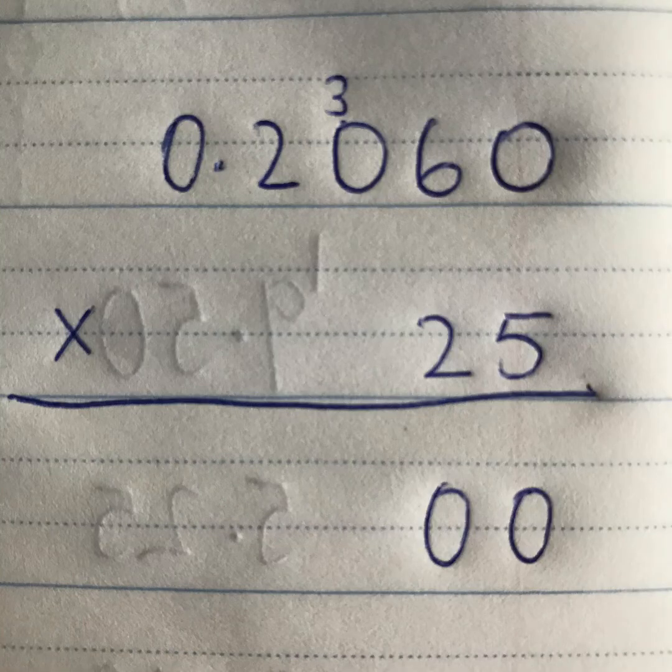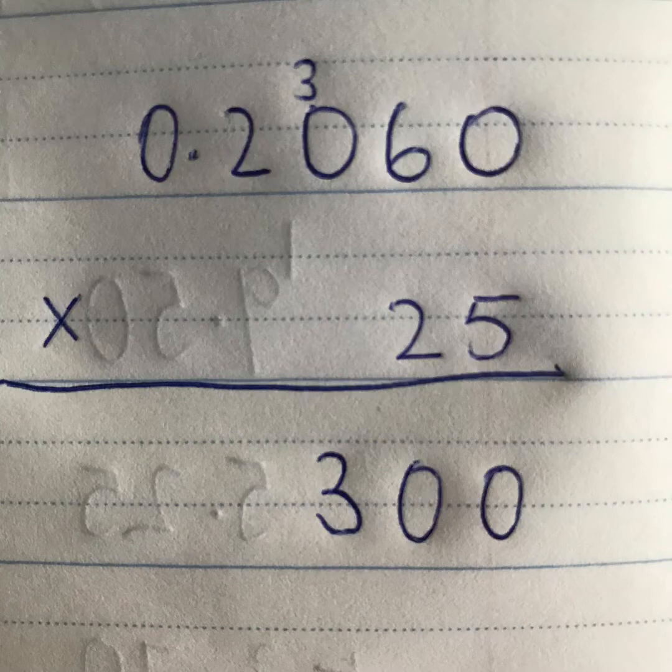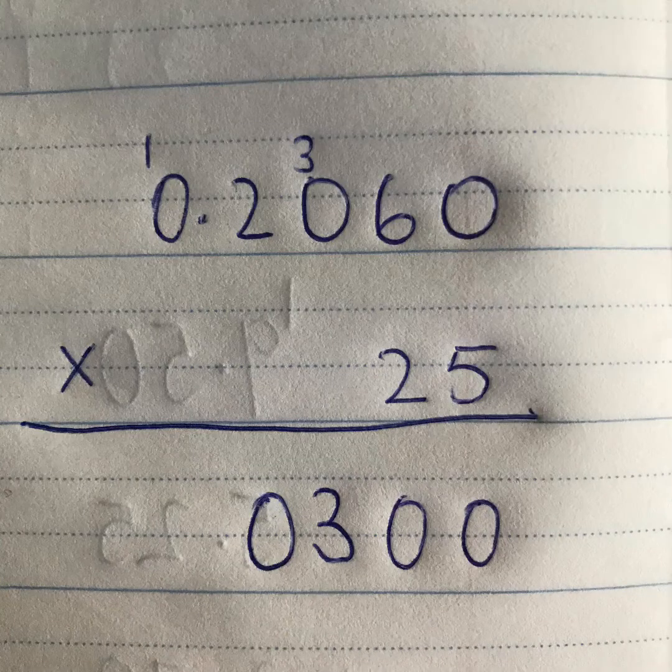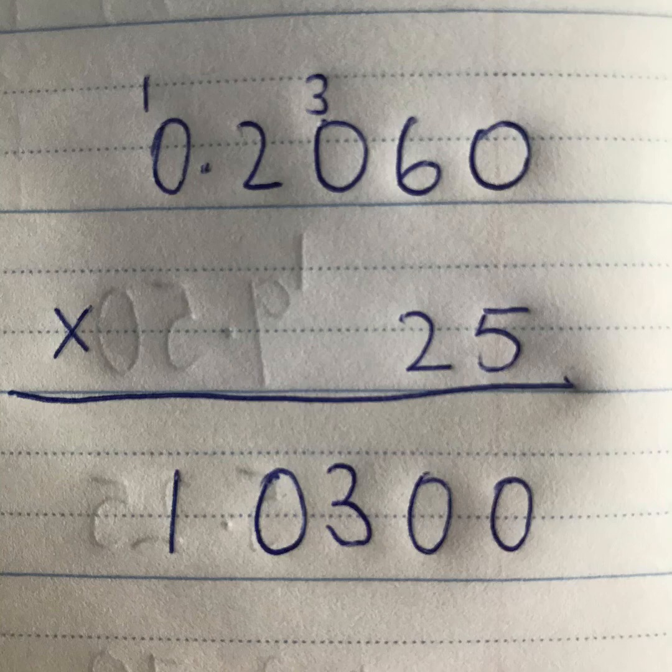0 down the bottom, put the 3 up near the 0. 5 times 0 is 0, plus the 3 we carried before makes 3. 5 times 2 makes 10. 0 down the bottom, carry the 1. And then 5 zeros are 0, plus that 1 that we carried is 1.